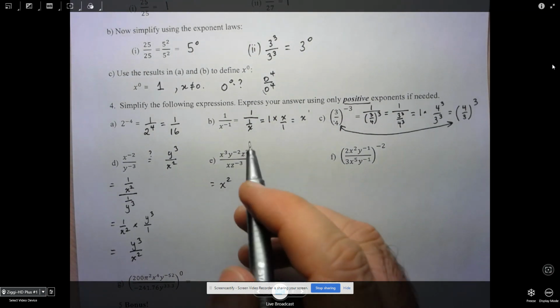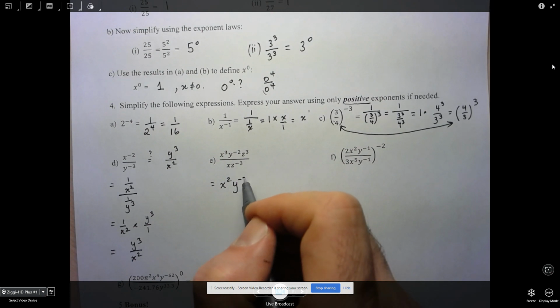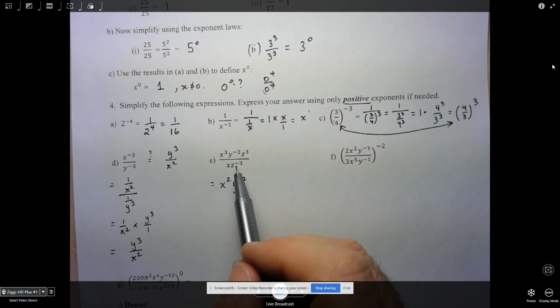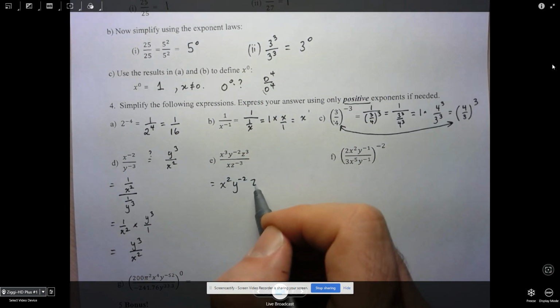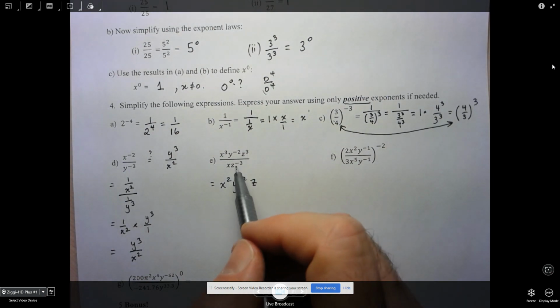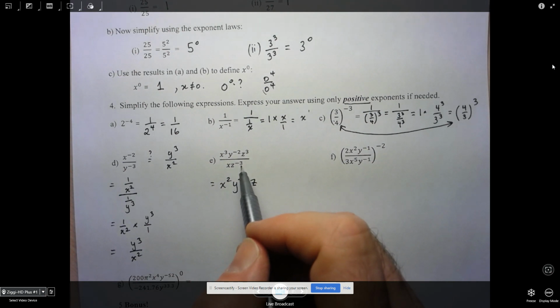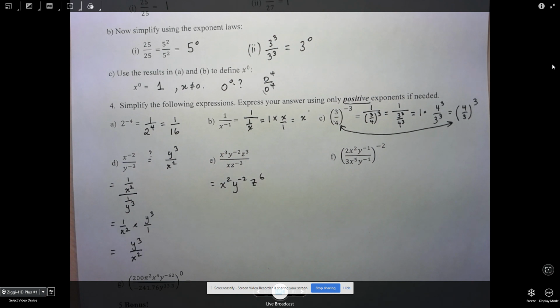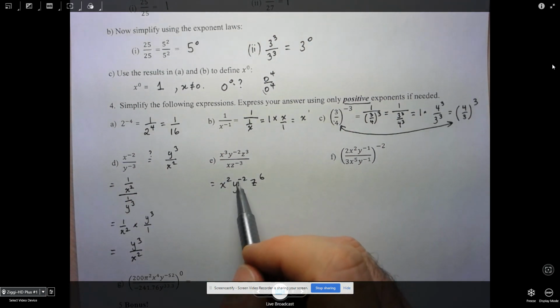Well, there are no y's, so that's not going to change. Y to the negative 2. And then I can do z cubed divided by z to the negative 3. So z to the, well, 3 minus negative 3 is the same as 3 plus 3, 6. And there you go. Except I don't want to see this negative exponent.